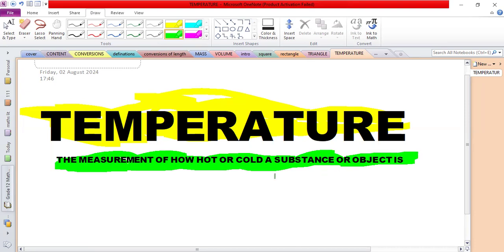The measurement of how hot or cold a substance or object is. That's the definition for temperature. You can just take a screenshot or you can write it down.